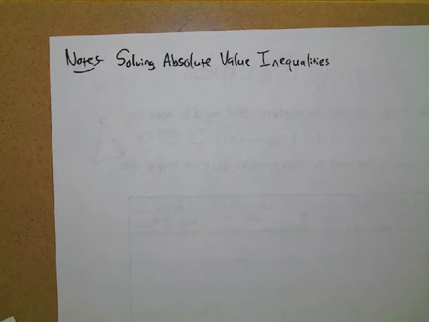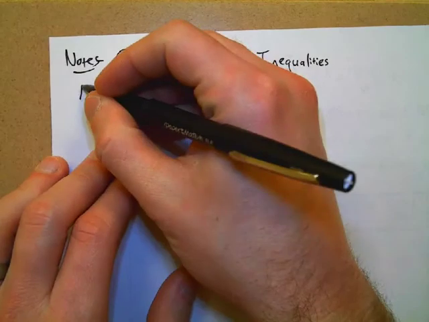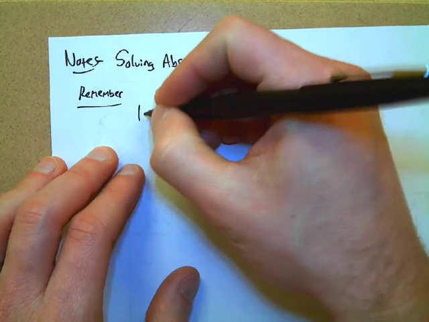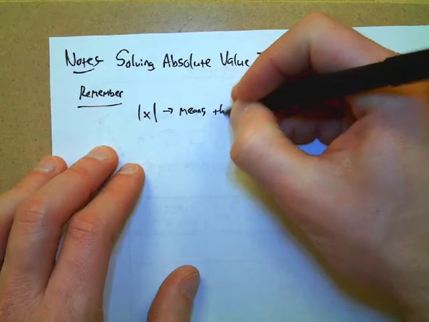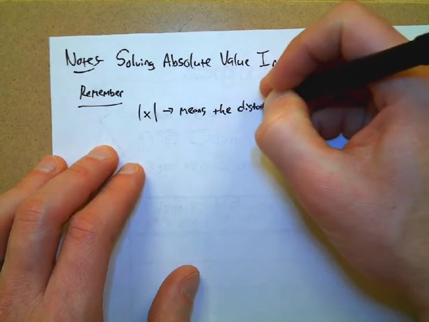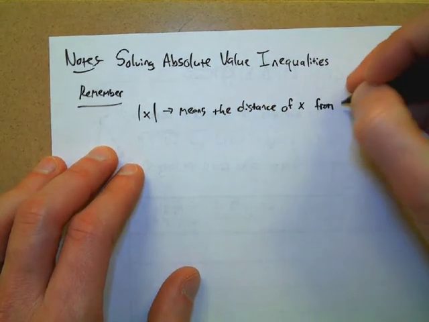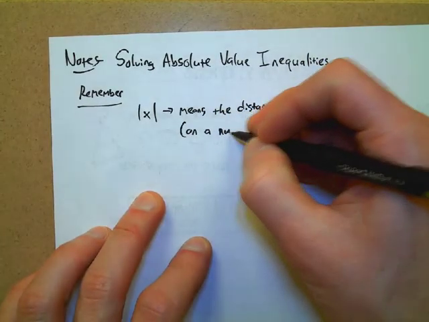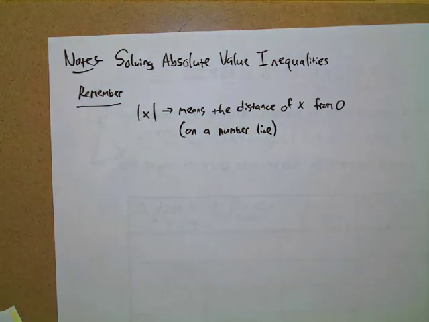Okay. So let's get into what we're doing here today. Again, solving absolute value inequalities. I want to remind you, remember the absolute value of x means the distance of x from 0 on a number line. That is the true meaning of absolute value: distance from 0 on a number line.